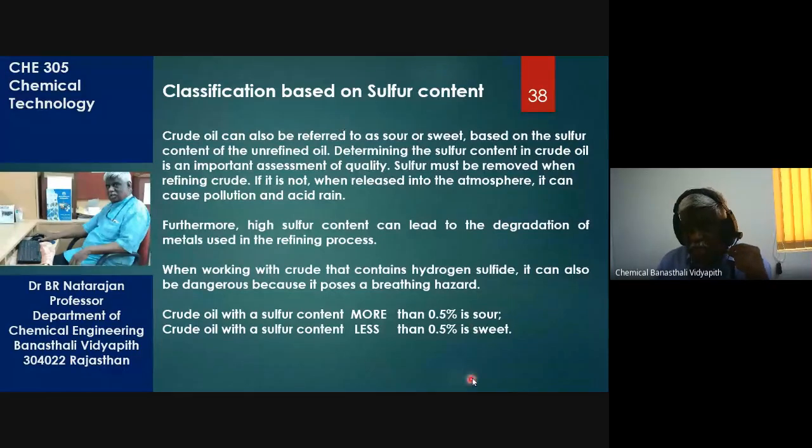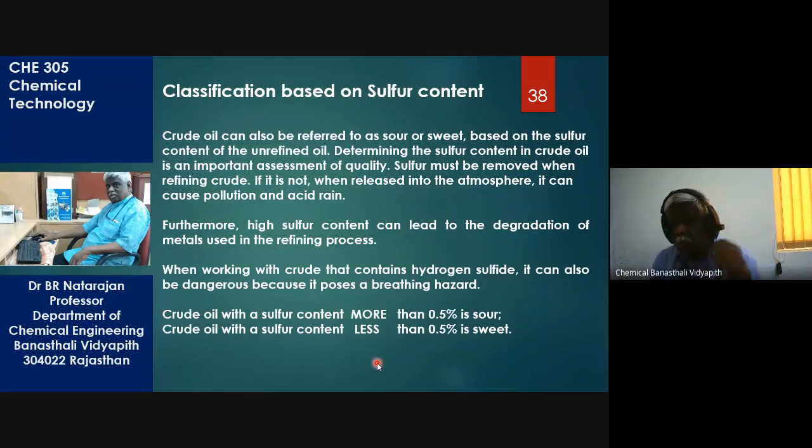Then comes classification based on sulfur content. If my sulfur is more than 0.5, it is known as sour crude. When it is less than 0.5, it is known as sweet crude. Now you'll be wondering, what is this? Actually, they literally used to put a finger in the tip of the tongue to see whether the crude is having sulfur or not. So sour means sulfur crude and sweet means not sulfur.